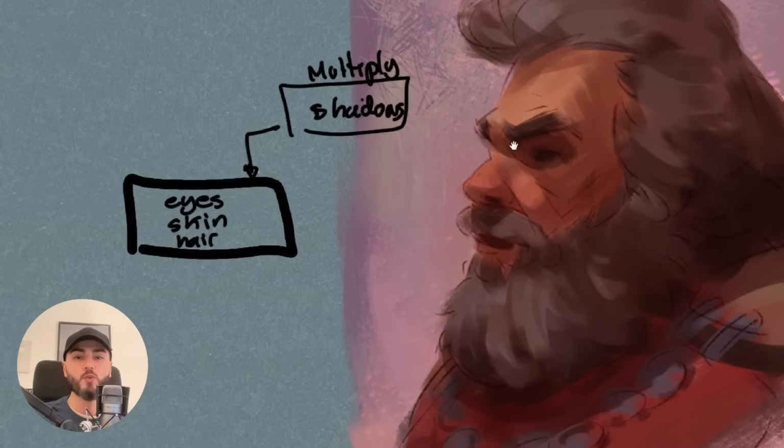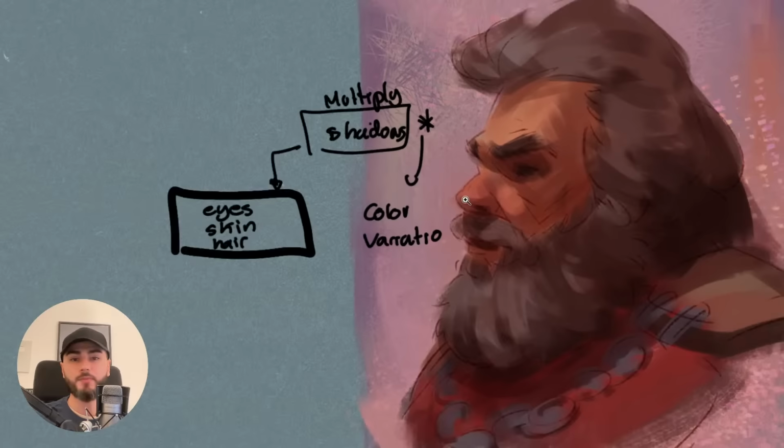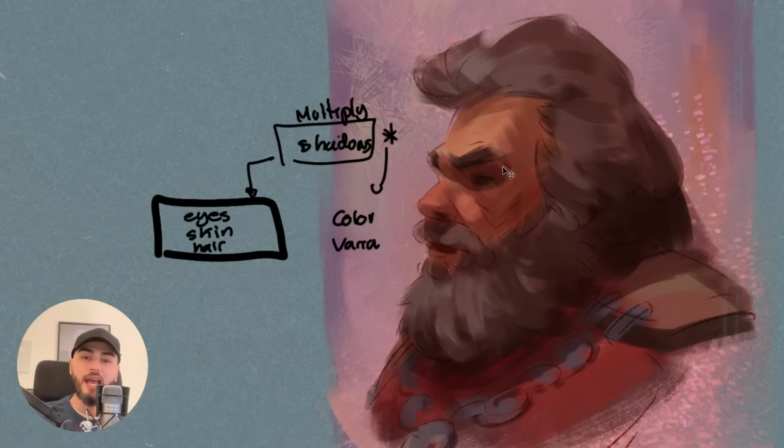And especially when I want to preserve the color variation, okay, this is super important. When I want to preserve color variation, I always use a multiply layer. Otherwise, I might just create a regular layer on top. All right, so with that, let me just go in here.